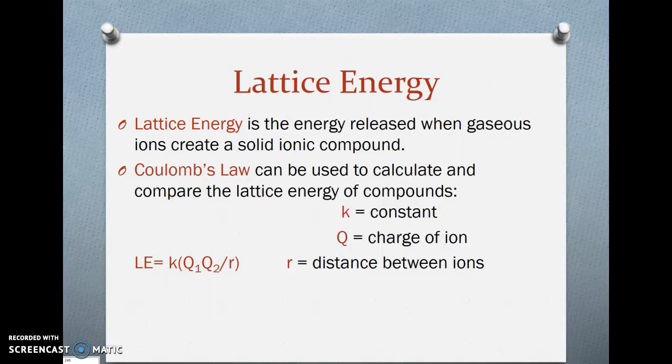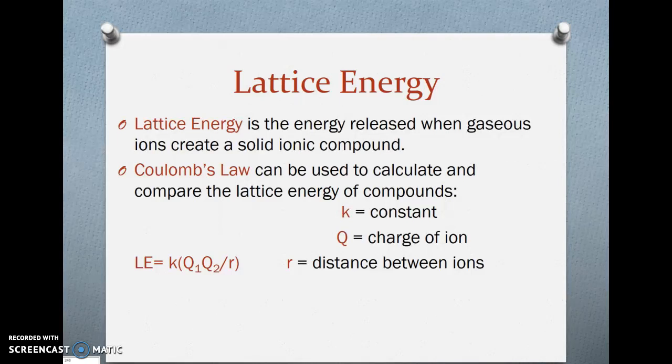And we use a law called Coulomb's law. It can be used to calculate and compare the lattice energy of compounds. And we have a formula to calculate it. Lattice energy is equal to a constant, which is Coulomb's constant. We'll look at that in our next video. Then the charge of the first ion times the charge of the second ion, divided by the distance between those ions. And we can find those distances in our book, in our notes, and on periodic tables. Some scientists have already calculated all this for us.